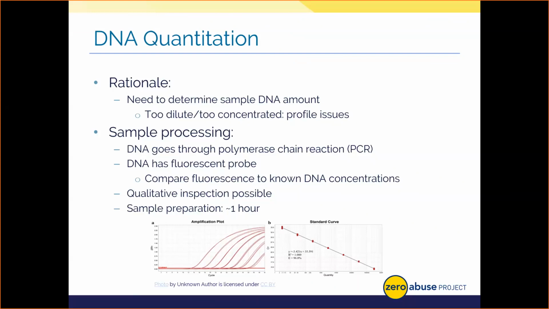All right, so quantitation is needed so we know the exact amount of DNA that we have in a sample. First, DNA has to go through what's known as polymerase chain reaction, or PCR. This is just a chemical process where we make new copies of DNA through a series of heating and cooling cycles called thermal cycling.